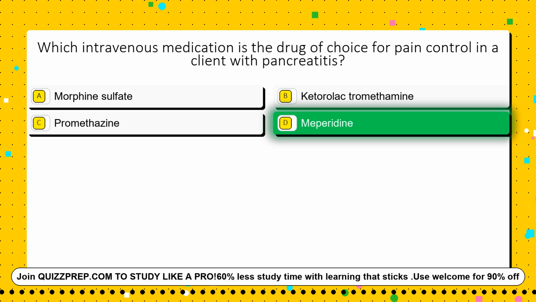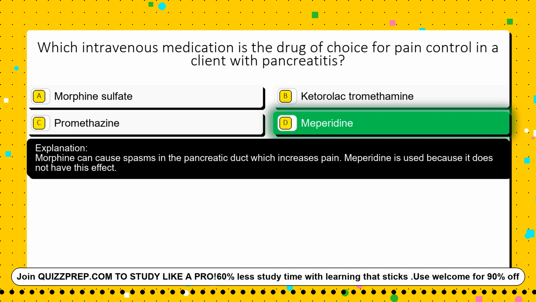The correct answer is option D, meperidine. Morphine can cause spasms in the pancreatic duct, which increases pain. Meperidine is used because it does not have this effect.